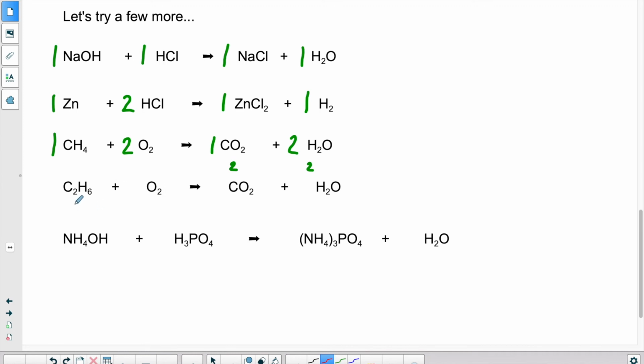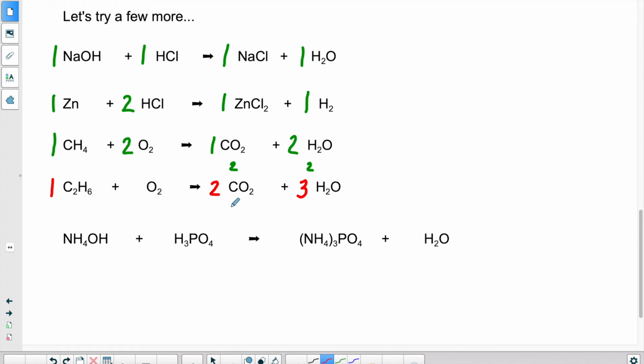Okay, so I have 2 carbons. I only have 1. So to make it equal, I'm going to put a 2 in front, okay? And this one, I'm going to keep as 1. I have 6 hydrogens, so I'm going to do the oxygens at the end. 6 times 1 is 6. I need 6 over here. 6 divided by 2 will give me 3. So I need to put a 3 in front, right? 3 times 2 gives me 6.